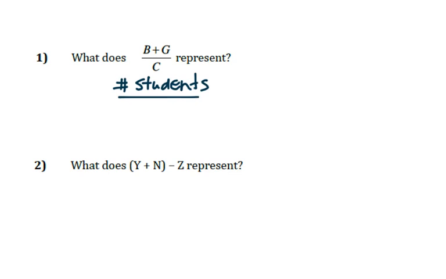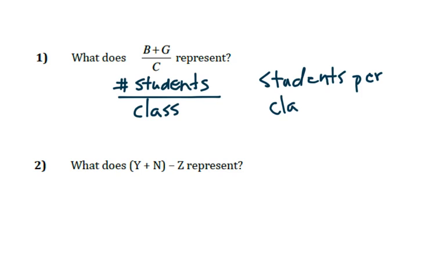And now we're going to divide this by C. If we look back at our table, C represents the number of classes offered each period. So we're going to get the number of students over the number of classes, or the number of students per class. We can write it that way. In words, students per class. And we really should say this is the average number of students per class, since not every class will have the same number of students in it.